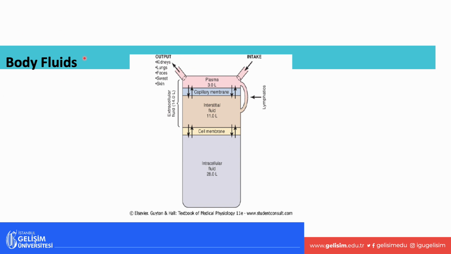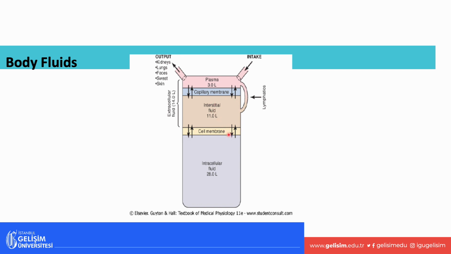So if you look over here, this is showing body fluids. Okay, so look, we take in water, right? Then the water that we have inside of our body, what do we have? 3 liters of water is found in plasma, okay, blood plasma. Then there's a small amount between the capillary membrane. That exchange is taking place constantly. Within interstitial fluid, okay, within the tissue fluid of our body, 11 liters of water is stored. Okay, 11 liters within tissue.